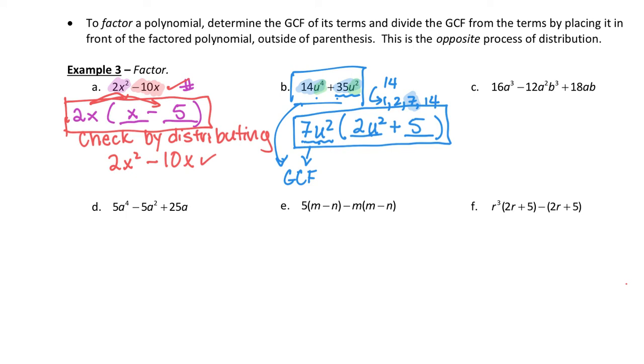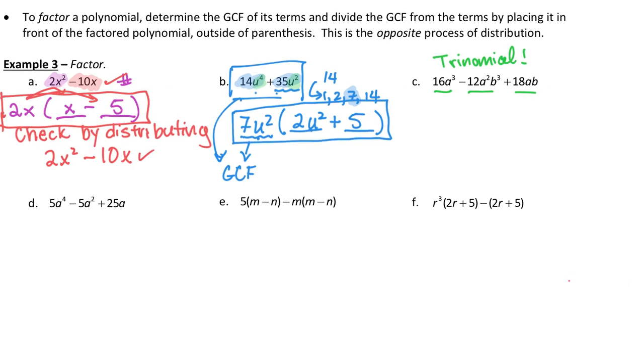In example C, we now have a trinomial, so you're going to have to concentrate on all three terms. My smallest number is the 12, so that's the only one I need to worry about to start with. The factors of 12, we talked about this before. It's got a lot: 1, 2, 3, 4, 6, and 12 itself.